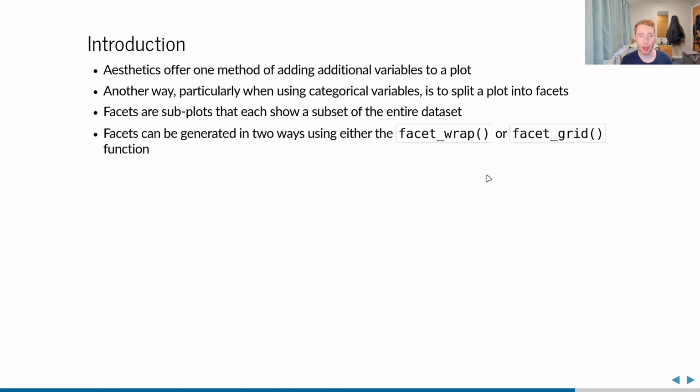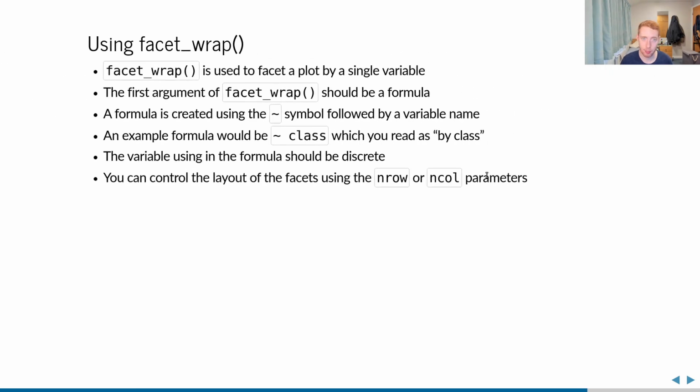So another way, particularly when we're trying to understand how categorical variables vary in our data set, is to split the plot into these things called facets. Basically, take our big plot and break it up into smaller subplots, one for each subset of the data. And there's 2 ways of doing this, using facet wrap and facet grid. Okay, we'll have a look at facet wrap first.